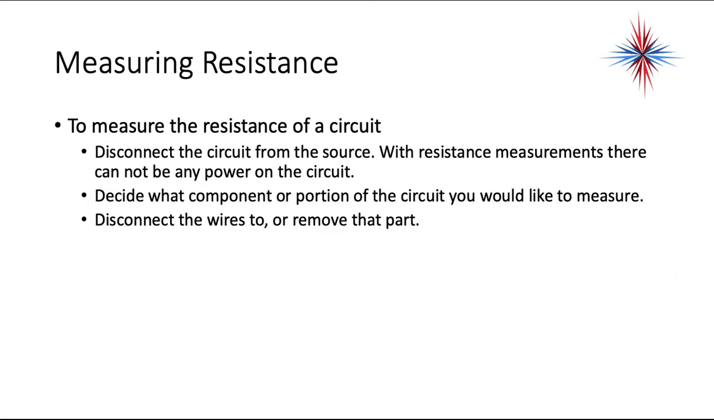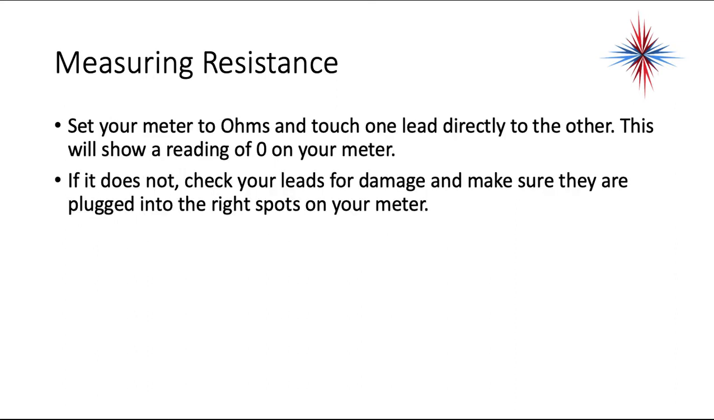Now, to measure resistance, you want to disconnect the circuit from the source. With resistance measurements, there cannot be any power on the circuit. Decide what component or portion of the circuit you would like to measure, disconnect the wires to, and remove that part. Set your meter to ohms and touch one lead directly to another. This will show a reading of 0 on your meter.